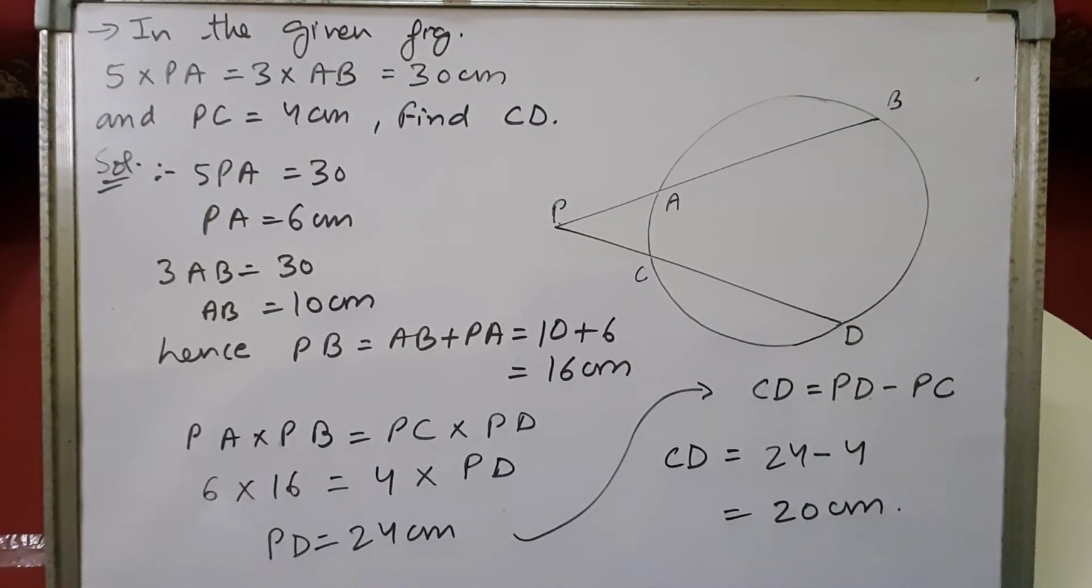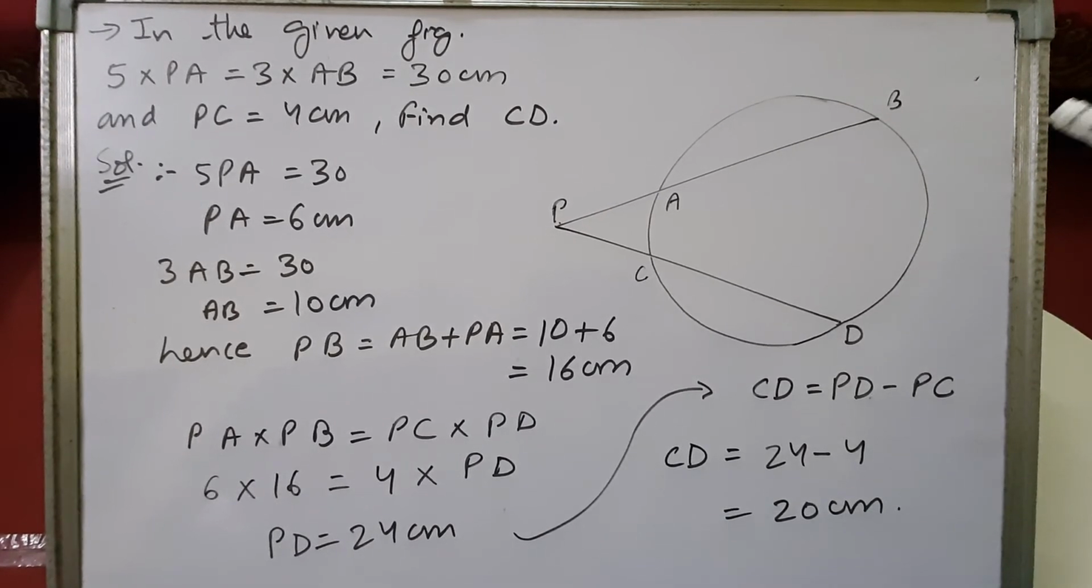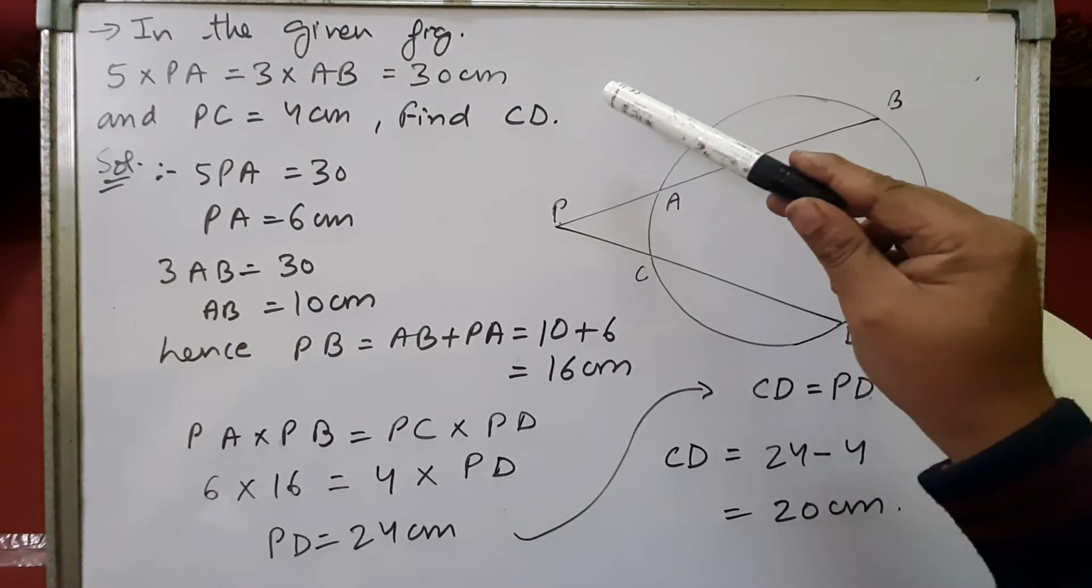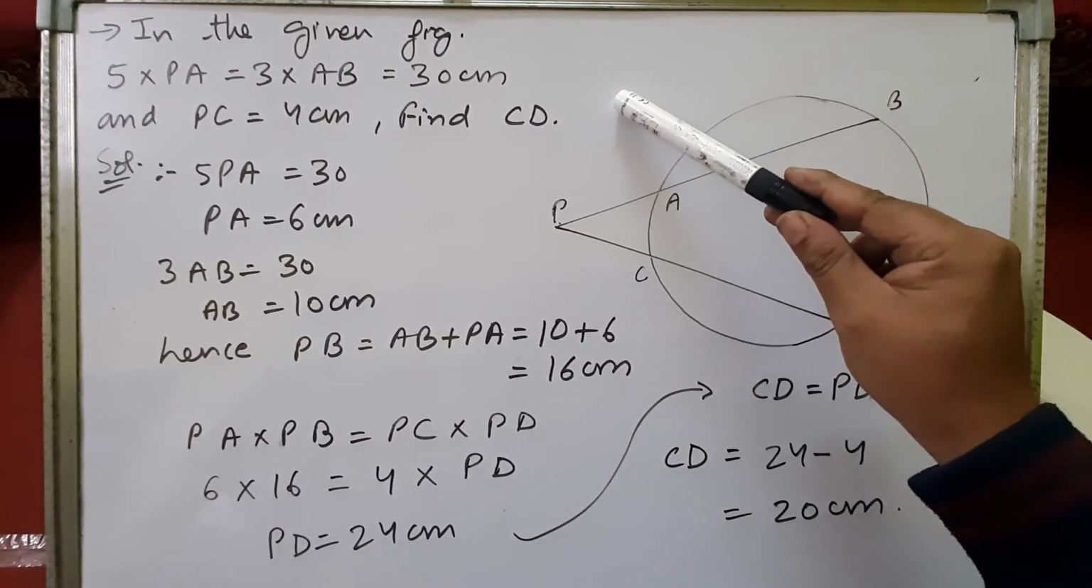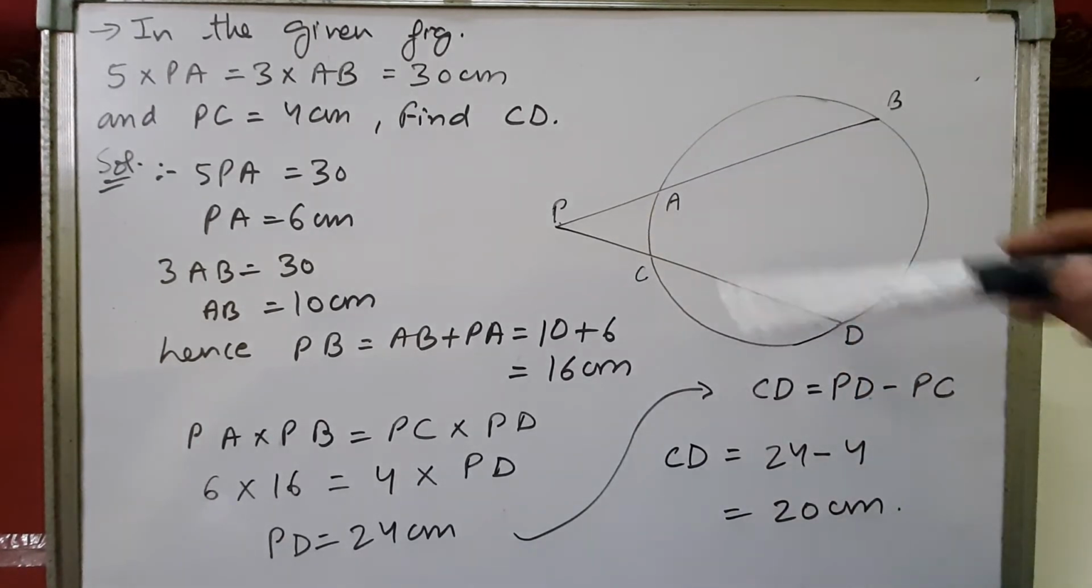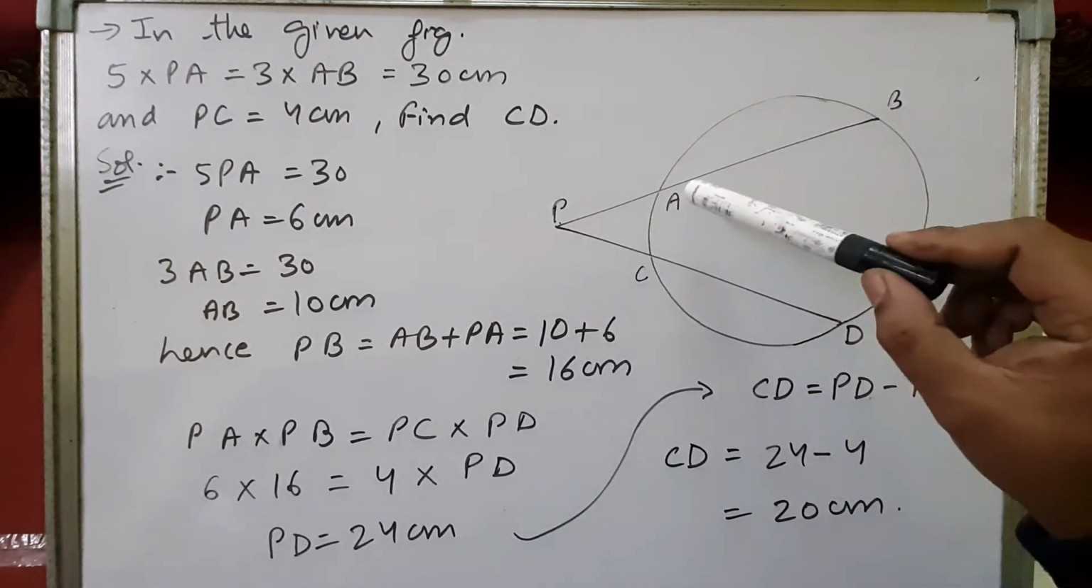Let's see another sum, children. Now in this sum a figure is given, and the question is 5 PA equals 3 AB equals 30 centimeters, and PC is 4 centimeters. Find CD. You can see that this is a circle.